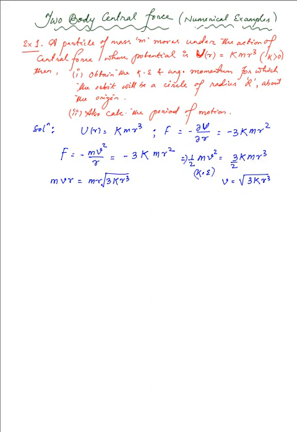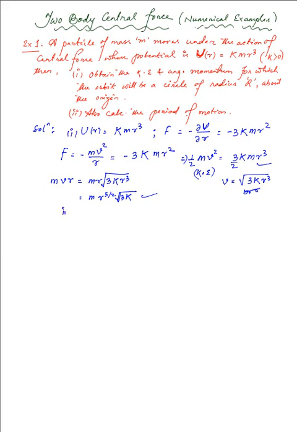We can get the r together, and 1 plus 3 over 2 gives 5 over 2. So the angular momentum is m r to the 5/2, with 3k under the root. That's the expression for the angular momentum. So these are the two things that we were supposed to obtain in the first part of the answer.